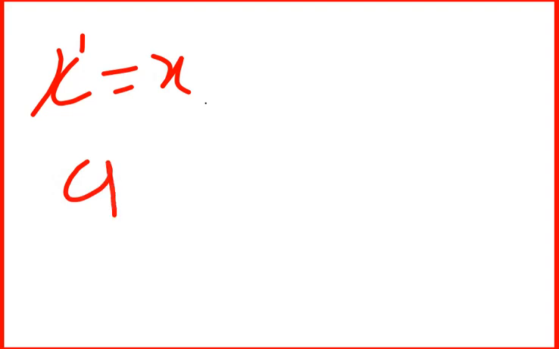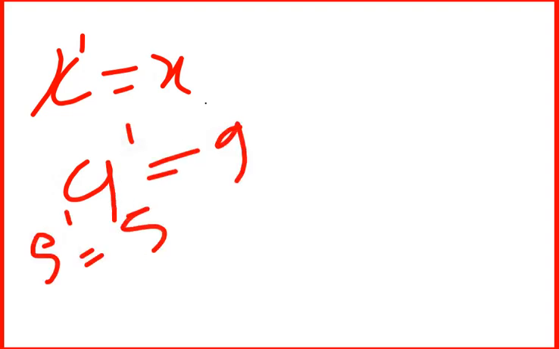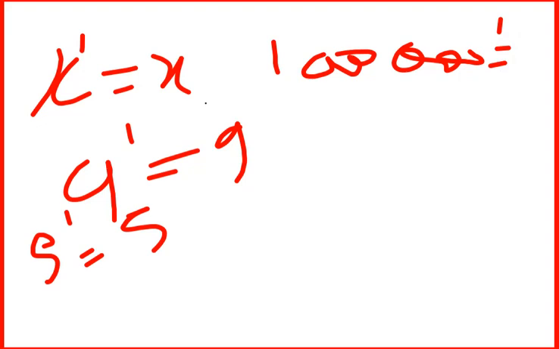Let's have a look at our second law of exponents. Anything to the power of 1 is that number. So x to the power of 1 is x, 9 to the power of 1 is 9, 5 to the power of 1 is 5, and 1 million to the power of 1 is 1 million.